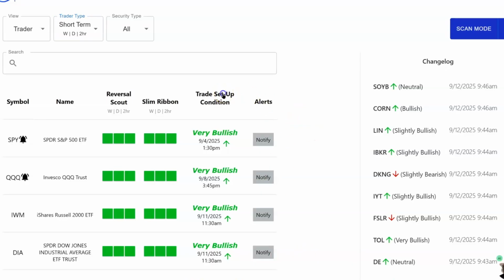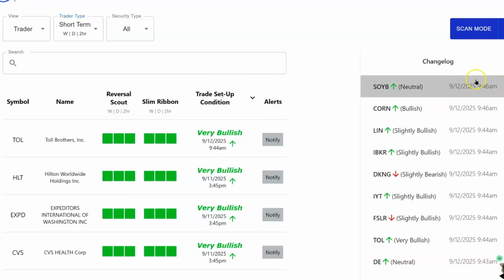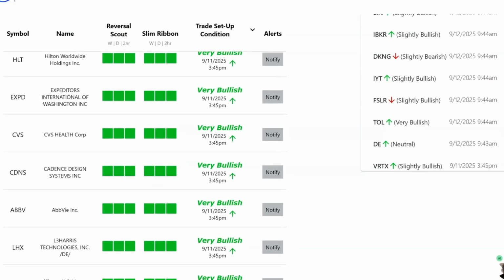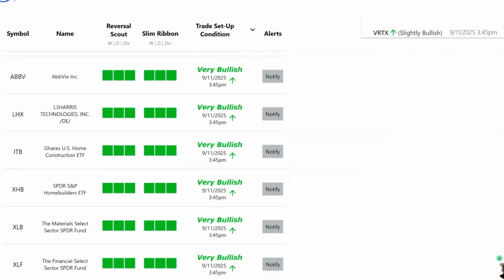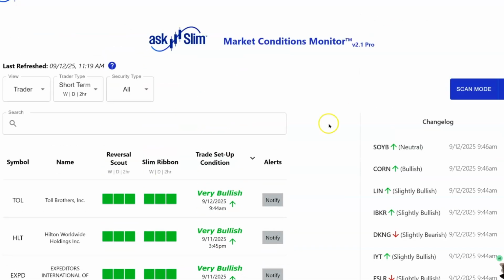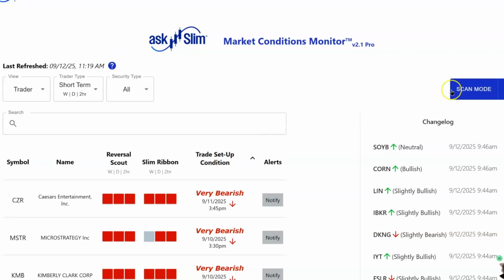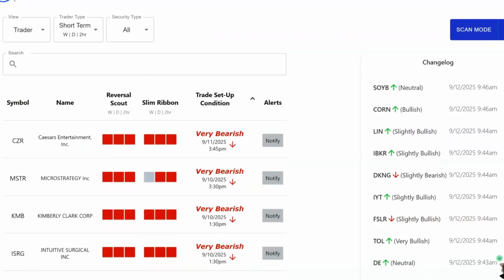You want to know the stocks that are very bullish on the short term? Well, you can see that right in here by scrolling, and it gives you a good sense of all of the stocks that are very bullish. You want to see the ones that are very bearish, and you can see that right over there.